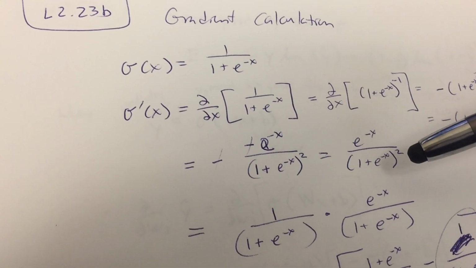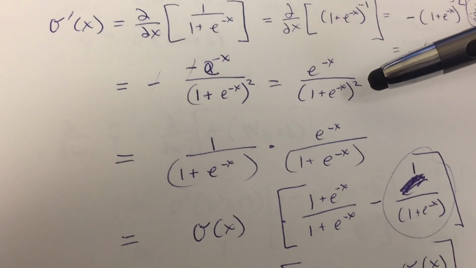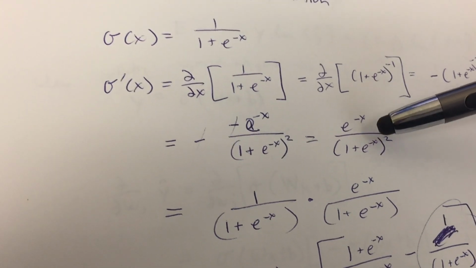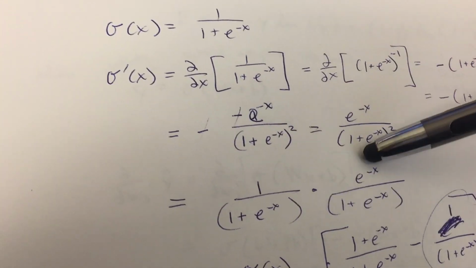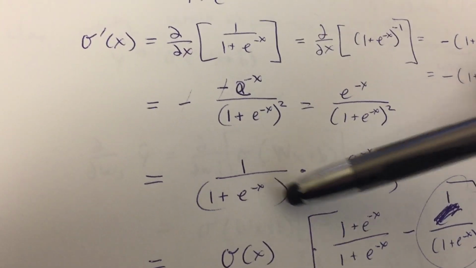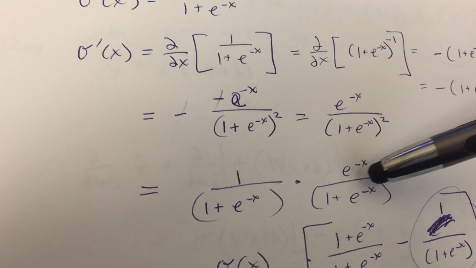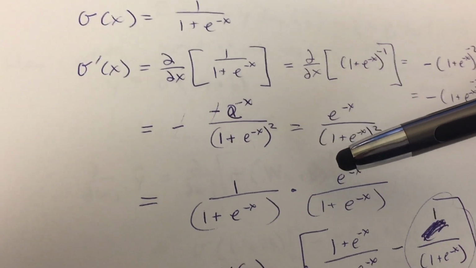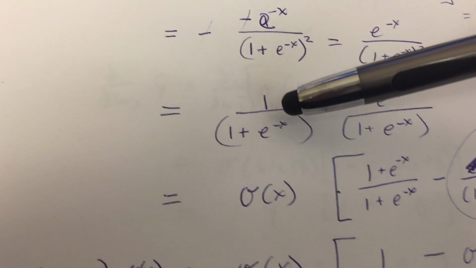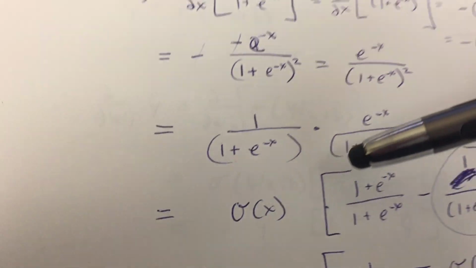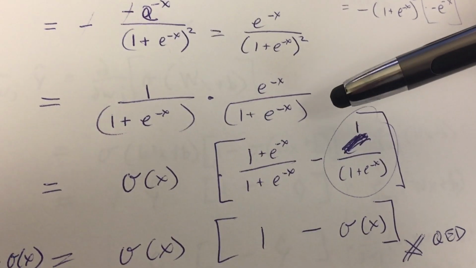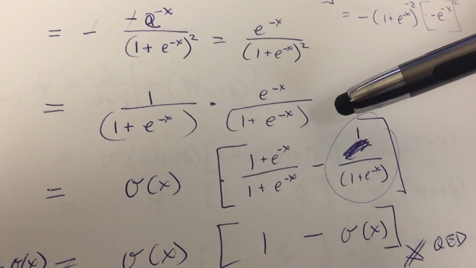We need to simplify this, or put it in a form that we can put it in terms of sigmoid. So we separate this way. The denominator is the same, but we separate e to the minus x on the right hand side times 1. That way we have the sigmoid on the left hand side. On the right hand side, we have to manipulate that a little bit to get a sigmoid there also.